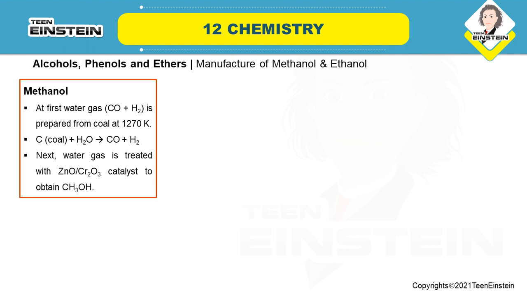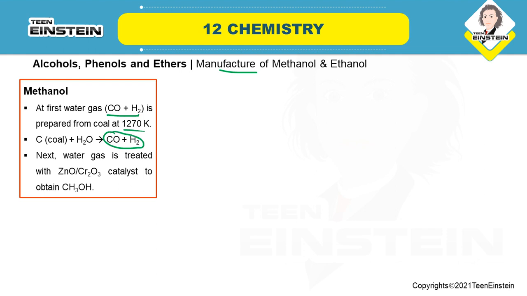Again, we are seeing some methods for preparation of alcohol, but here it is specially for methanol and ethanol, and it is the manufacture of these 2 molecules, that is large scale preparation, not a laboratory method. So methanol large scale preparation is possible starting from water gas. Now what is water gas? It is a mixture of carbon monoxide and hydrogen, and this water gas is first prepared from coal. Coal is nothing but carbon, and the temperature is very high, 1270 Kelvin. So this is the water gas we are getting in this reaction.